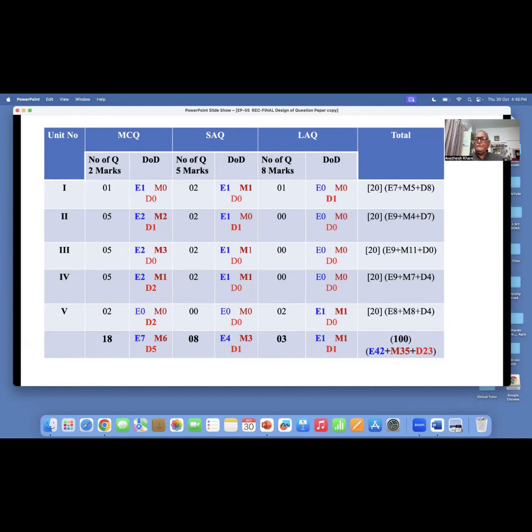Every E, M, and D should sum up to 20. Please check it. Then the last unit 5, total marks 20, easy 8, moderate 8, and difficult 4. 8 plus 8 plus 4 is 20. So in a 200 marks question paper, easy questions are 42 marks, moderate questions 35 marks, and difficult questions 23 marks. The ratio is approximately 40-40-20.